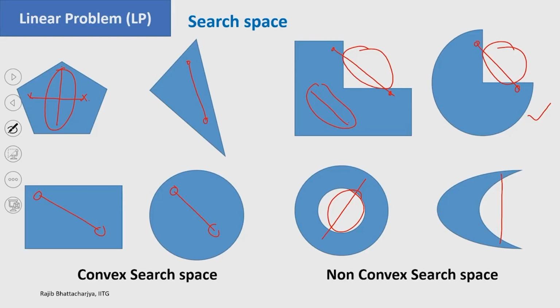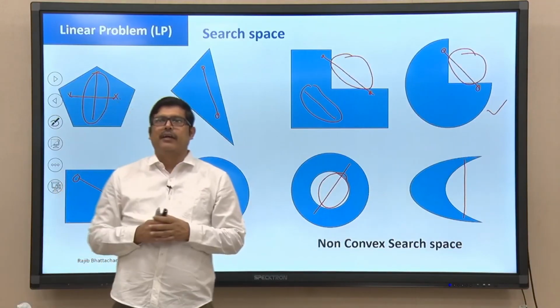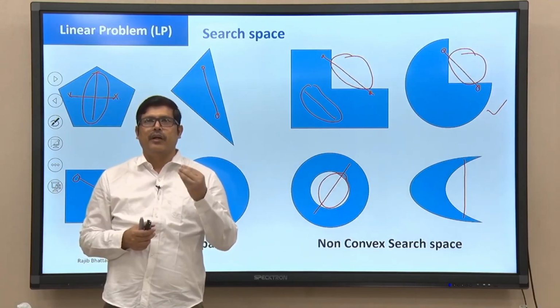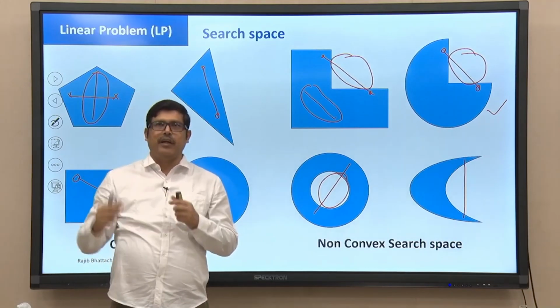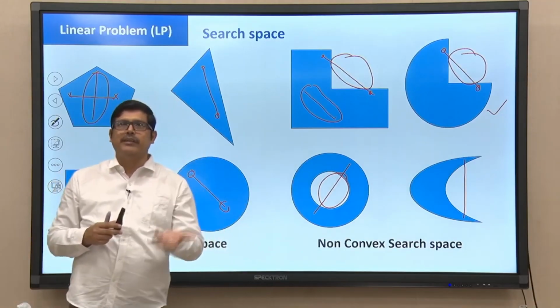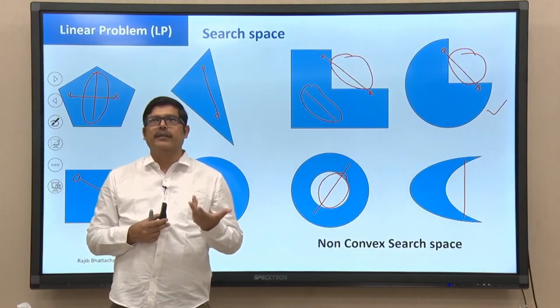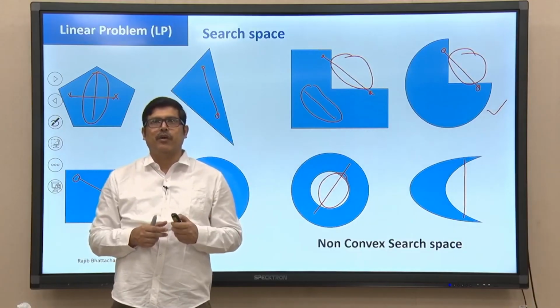So, I will discuss the mathematical definition of what is convex search space and what is non-convex search space later on. As I have explained, you take any 2 points and you draw a line, and if the line is within that search space, then in that case the search space is called a convex search space. But if you take any 2 points and you join them, and whatever line you get is out of that search space, then in that case the search space is a non-convex search space. I will give you the mathematical definition of convex search space.